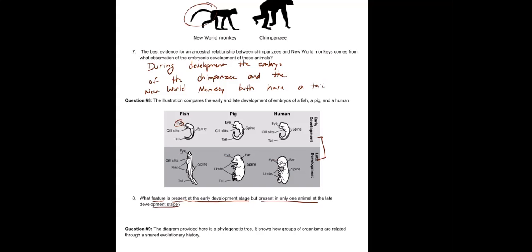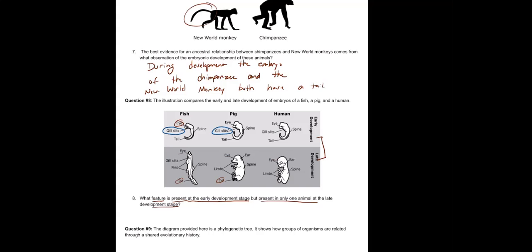Tails. The human, the pig and the fish all three have tails at the beginning. But at the end, the pig still has a tail, and so does the fish. So the tail is not the right answer. We're looking for something that is present in only one animal at the end. So when you look at this one more time, you should notice the gill slits. Let's circle this in blue.